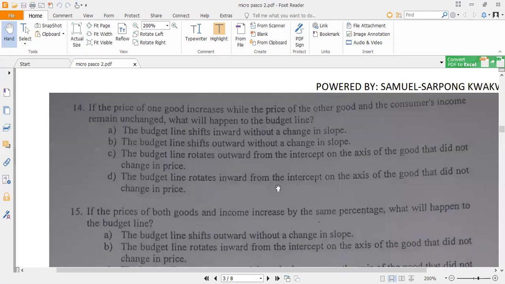All right, number 14. If the price of one good increases, while the price of the other good and the consumer's income remain unchanged, what will happen to the budget line? Okay, so assuming we have this, and then this is our initial budget line.